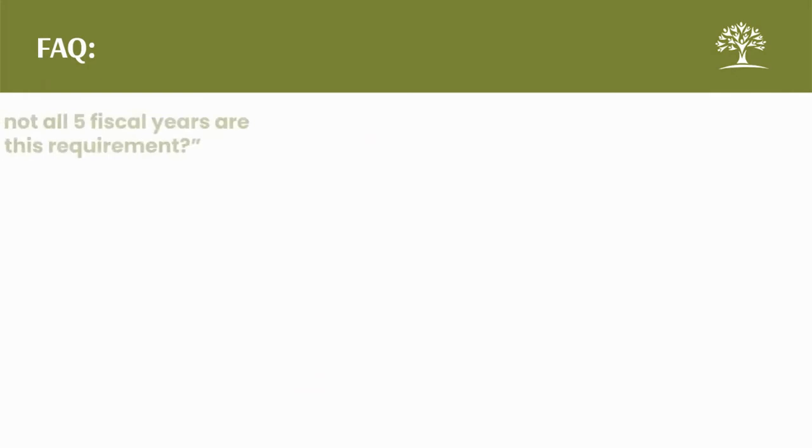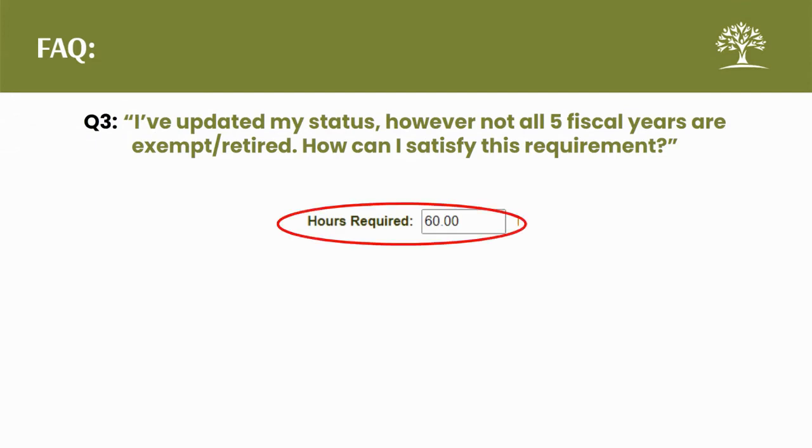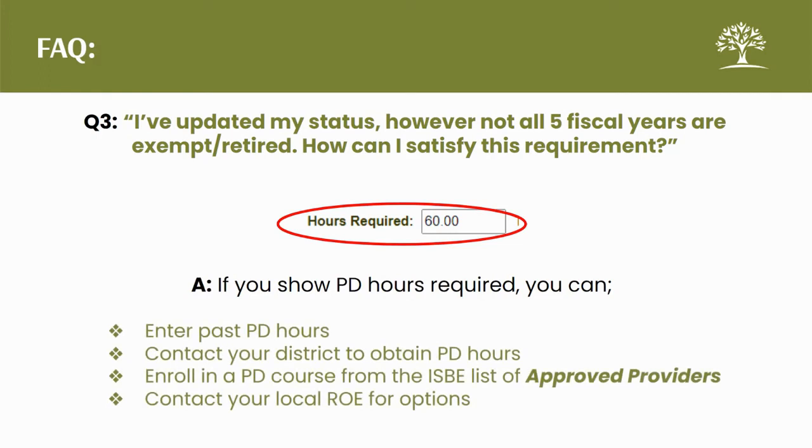Question 3. I've updated my status, however, not all 5 fiscal years are exempt or retired. How can I satisfy this requirement? If you show PD hours required, you can enter past PD hours, contact your district to obtain PD hours, enroll in a PD course from an ISBE list of approved providers, or contact your local ROE for options.